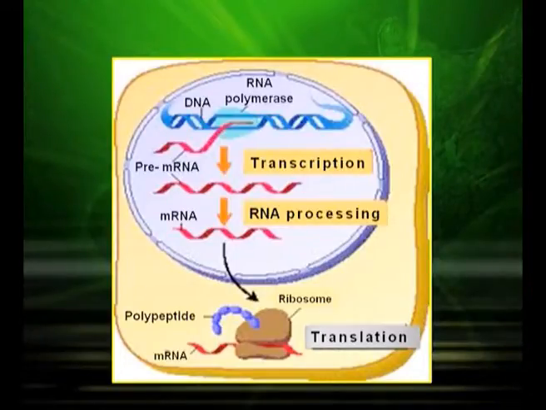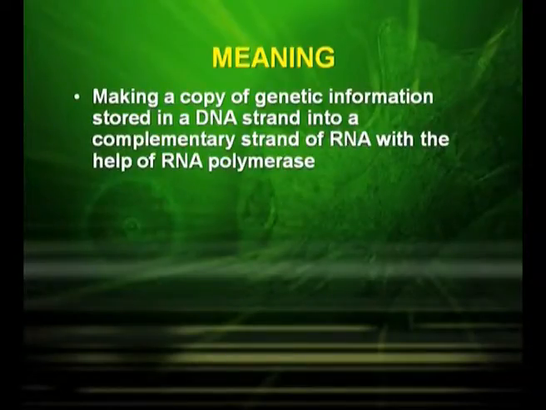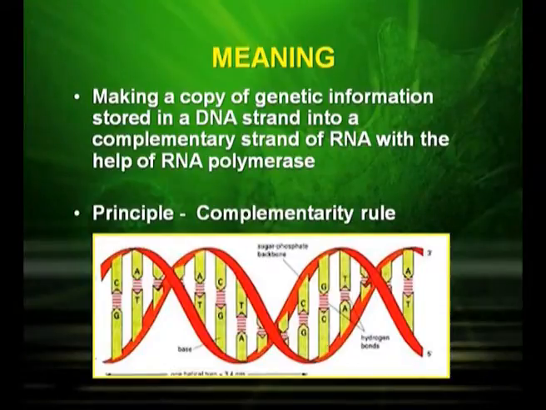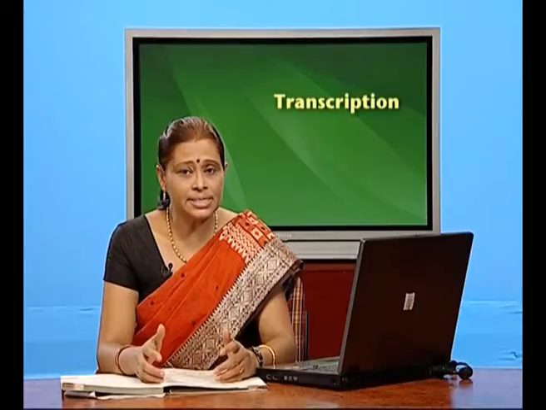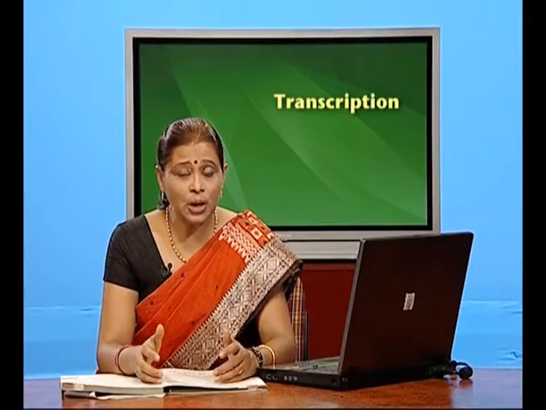As you can see in the picture, transcription takes place in the nucleus, where the DNA forms RNA. Let's have a detailed meaning of transcription. It's making a copy of genetic information stored in a DNA strand into a complementary strand of RNA with the help of RNA polymerase. It is based on the principle of the complementarity rule. As you can clearly see in the picture, the complementarity rule means that A pairs with T and G pairs with C.